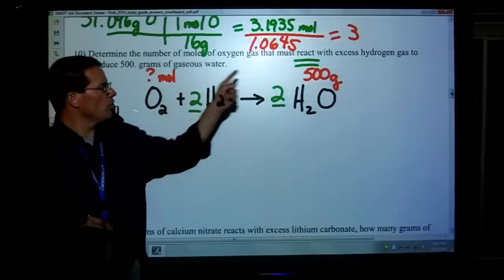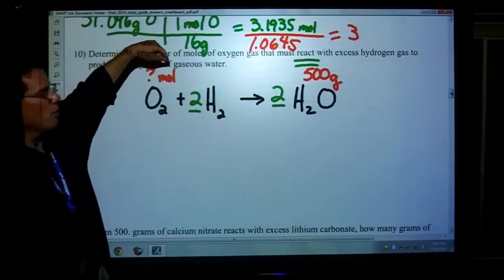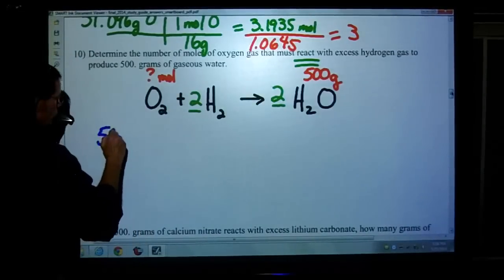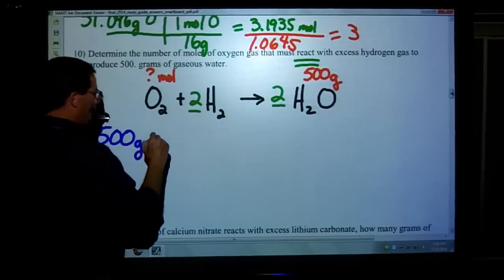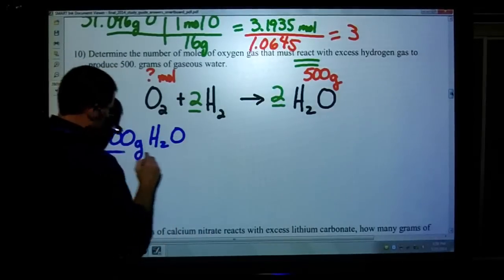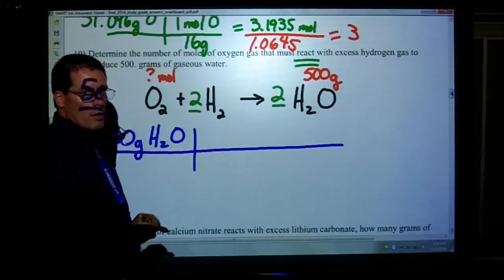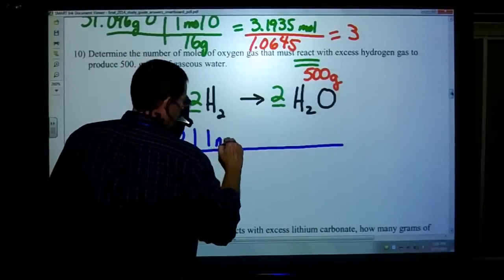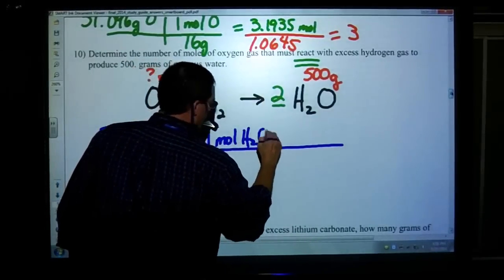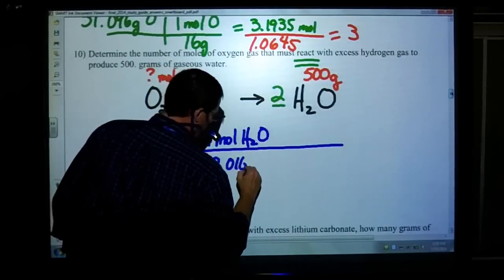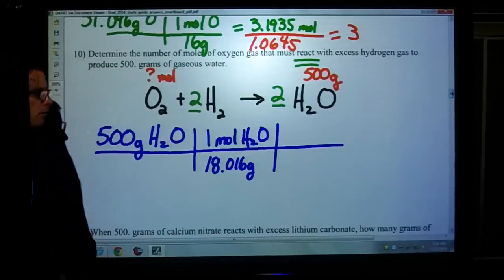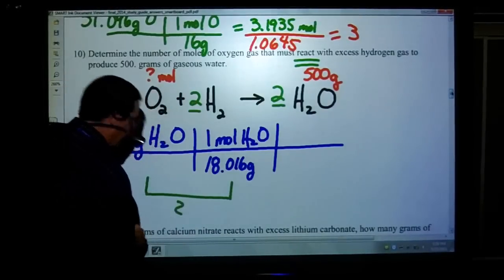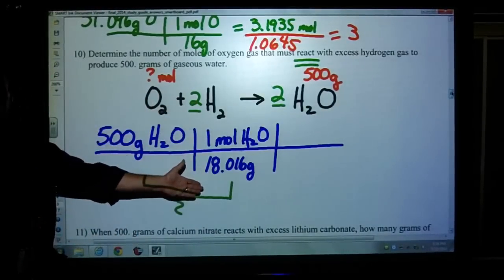Step two, take what's given to you. This is not given, this is the question. 500 grams is given, so we want to take what's given and convert that into moles. So 500 grams of water, and again, you work with water enough, you're going to know water has a molar mass of 18.016, so convert this into moles, so 18.016 grams, and again, got those values from the periodic table. So this is all step two, changing what was given into moles. So I took my grams, converted it into moles.